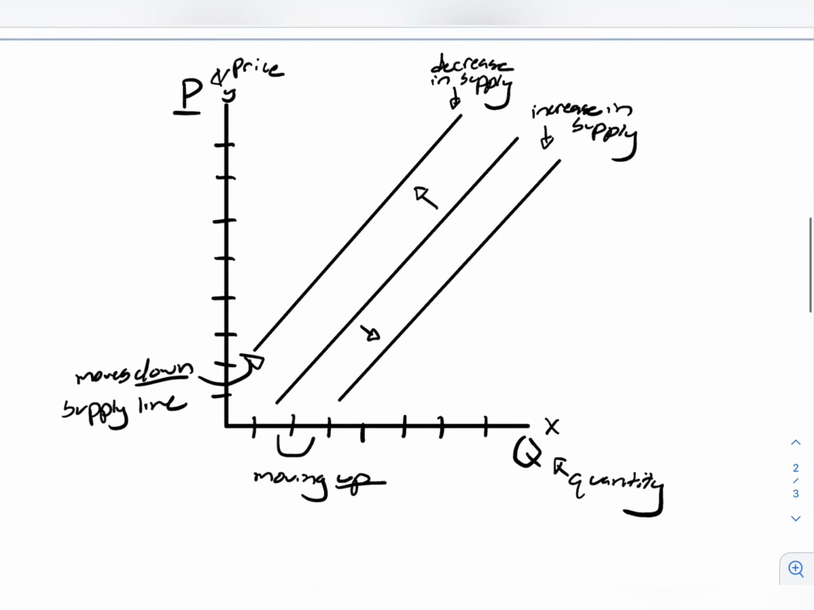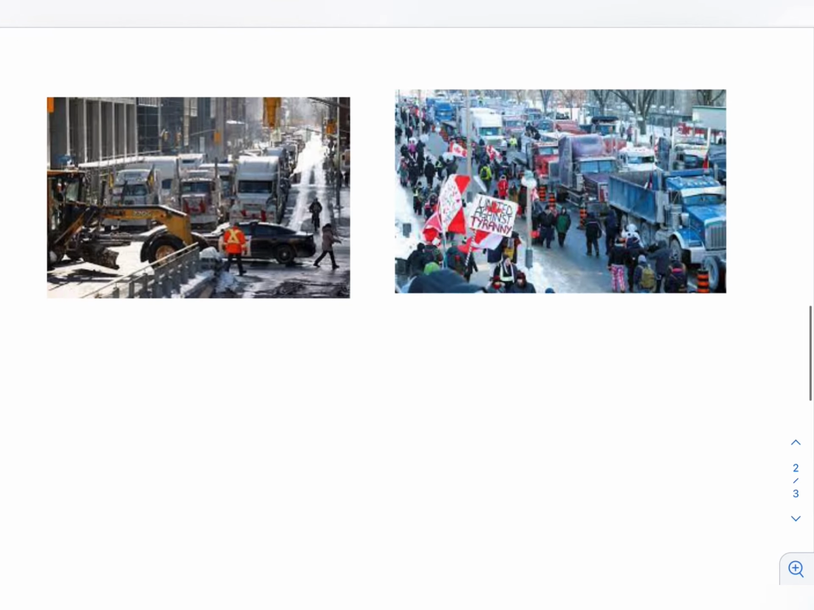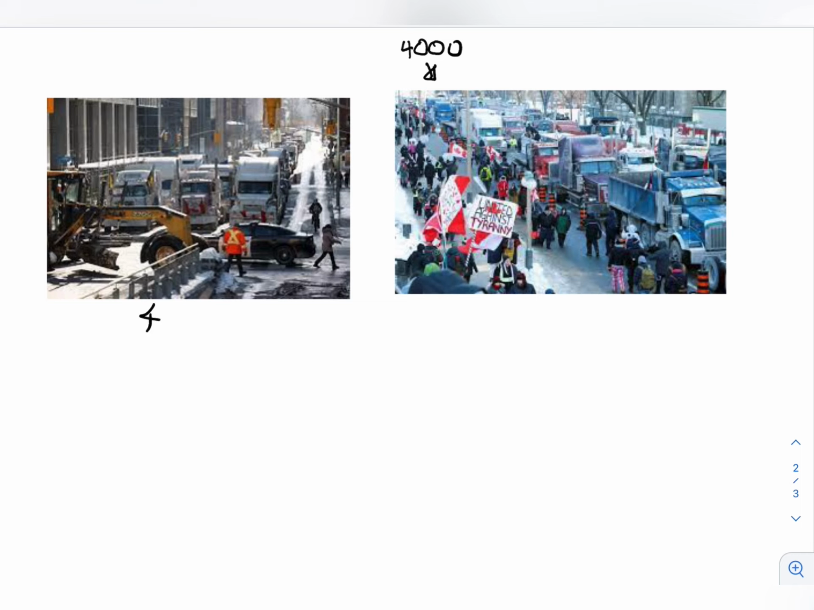Now let's use a real-world problem to demonstrate how the market curve shifts. In 2022, during the spread of COVID, to cross over the Canadian-American border, a person would have to quarantine for 14 days to decrease the transmission of the disease. All truck drivers would also have to be double vaccinated against COVID to cross. Many truck drivers were not happy with these regulations.